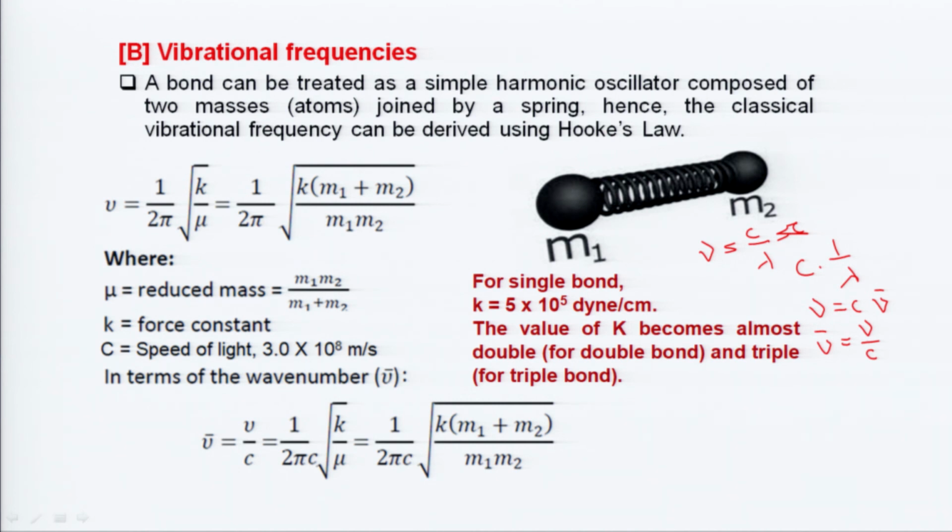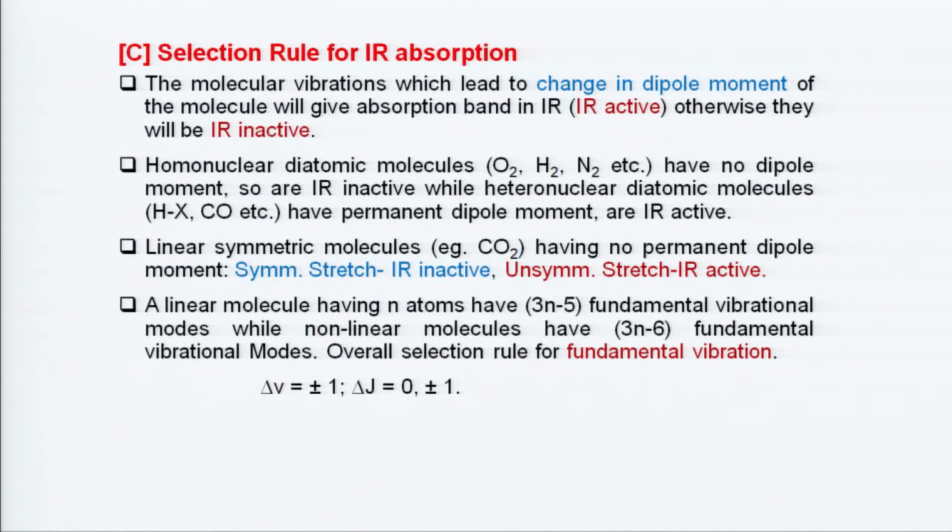So, in terms of wave number, the formula is nu bar, that is nu by c, equal to 1 by 2 pi c root k by mu, and mu is the reduced mass as I have discussed earlier. By this we can determine the vibrational frequency theoretically, and it has been observed that the theoretical value is in agreement with the experimental value. So, vibrational frequencies can be determined theoretically.